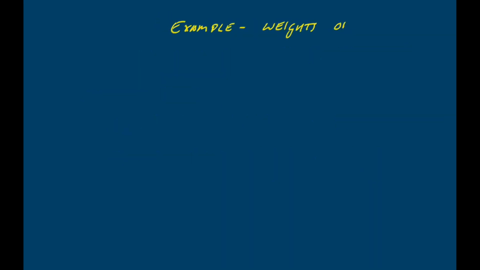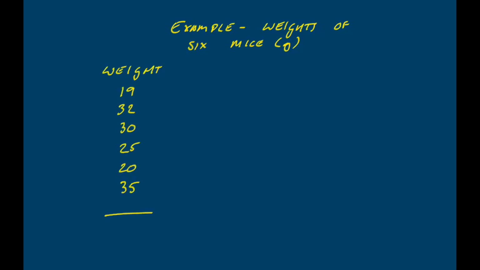So we're going to use a toy data set here. We're going to use the weights of 6 mice in grams, which we also talked about in the video on means and medians, so you might be familiar with these data. So here are our weights of our 6 mice. They go from 19 grams to 35 grams with a middle tendency around about 28ish.